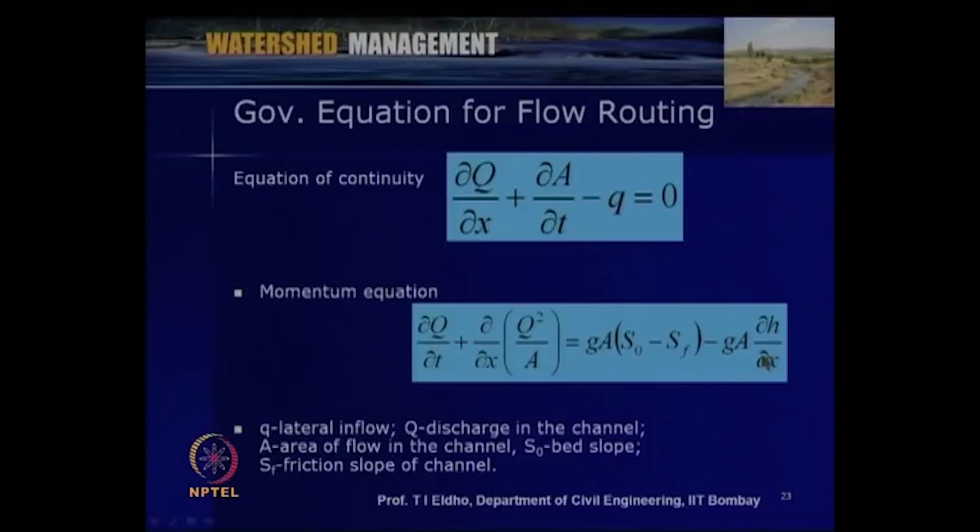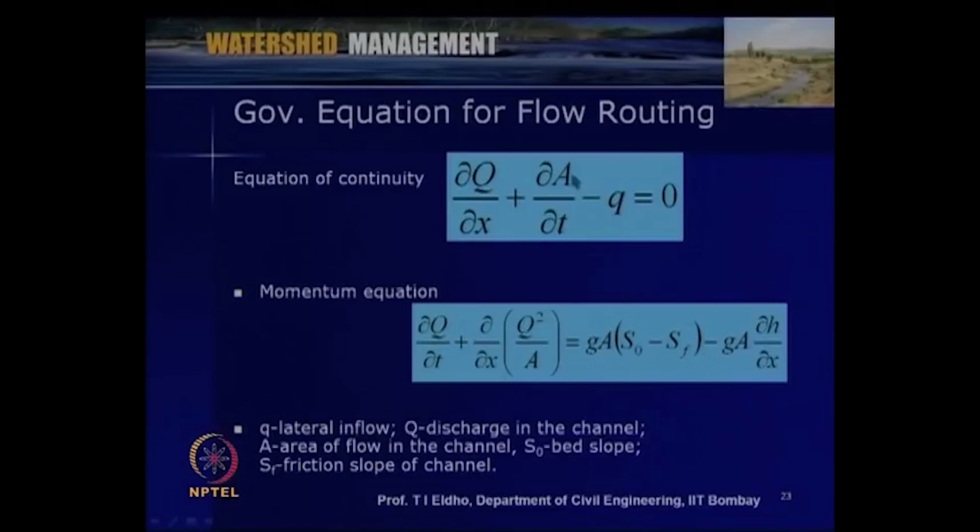So h is the flow depth, and A is the flow cross-section area, g is the acceleration due to gravity, S0 is the bed slope of the channel, SF is the energy slope. This energy slope we generally find using Manning's equation.